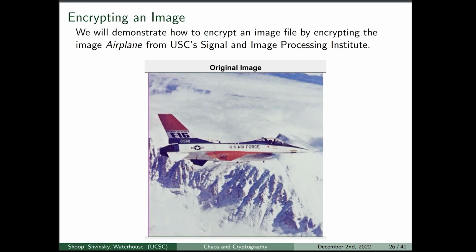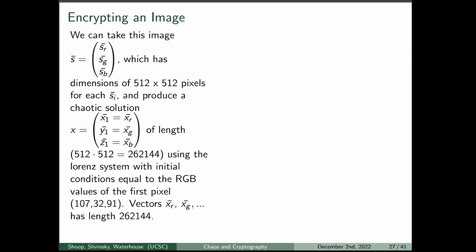We start with the image airplane from the University of Southern California. This image has dimensions of 512 by 512 pixels, and each pixel holds 3 values, the red, the blue, and the green color components. When the image is read into MATLAB, it is stored as a 512 by 512 by 3 array. We take the RGB values of the first pixel in the image, 107, 32, and 91, and use these as the initial conditions of the Lorentz driving system to generate a chaotic solution X.